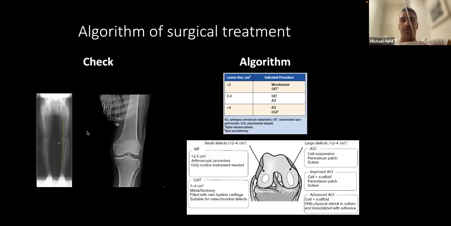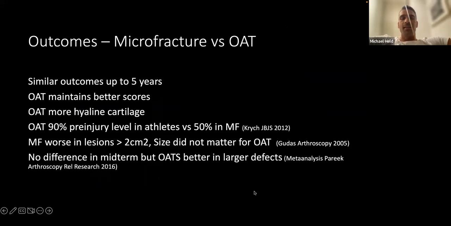Cool. So that's basically, you've done very well. This is what we've discussed. You want to make sure that the knee is aligned. You want to make sure it's stable. Then we've chatted about these lesion sizes and what options we have. So this was probably a lesion that's around 2 to 4 centimeters squared. So here we would probably go for an OAT.